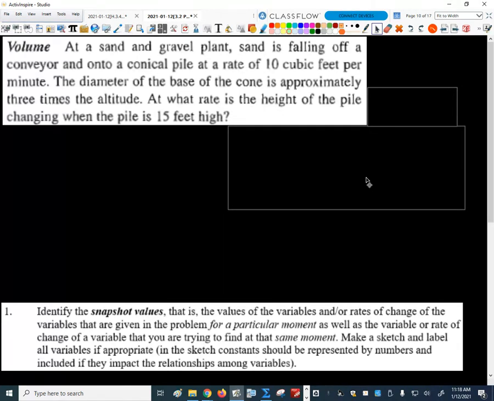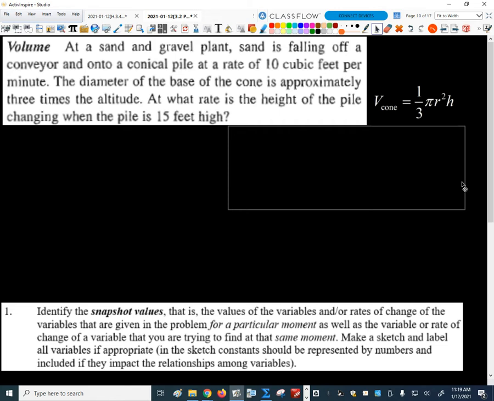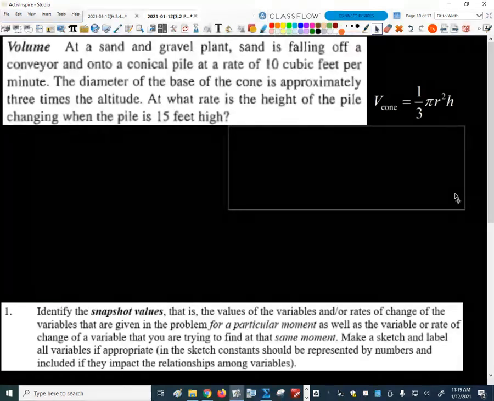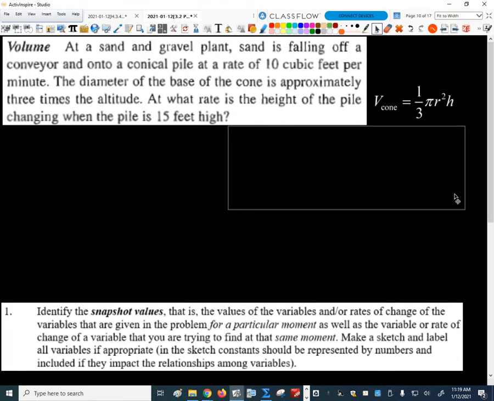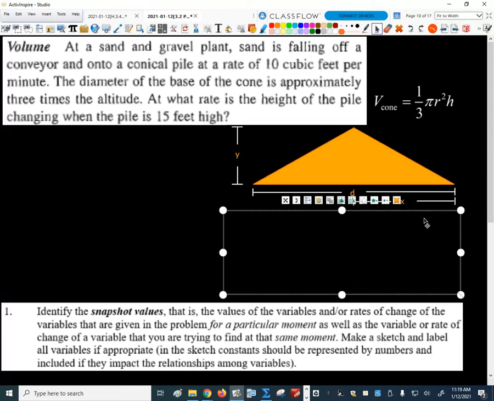Okay, so we'll start off here. I'm going to give you a couple things. First of all, there is our formula for the volume of a right circular cone: V equals 1/3 pi r squared h, where r is the radius of the base and h is the altitude, or the height, whatever you want to call it. Okay, here's our picture maybe that we get from this.